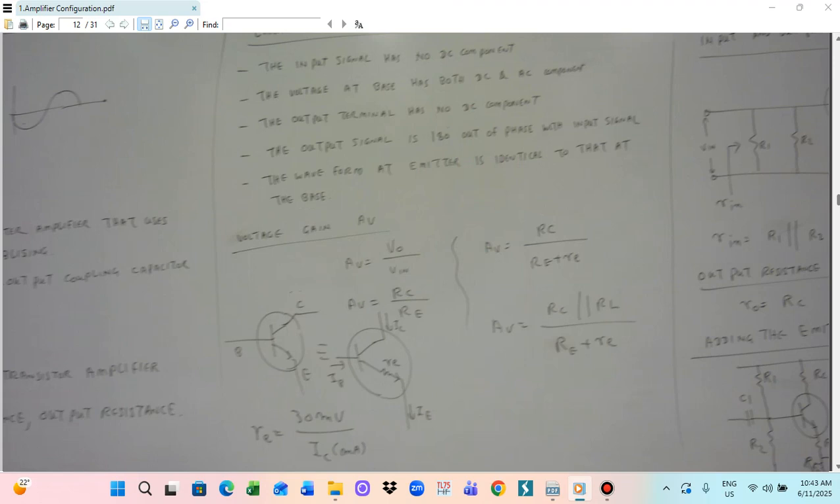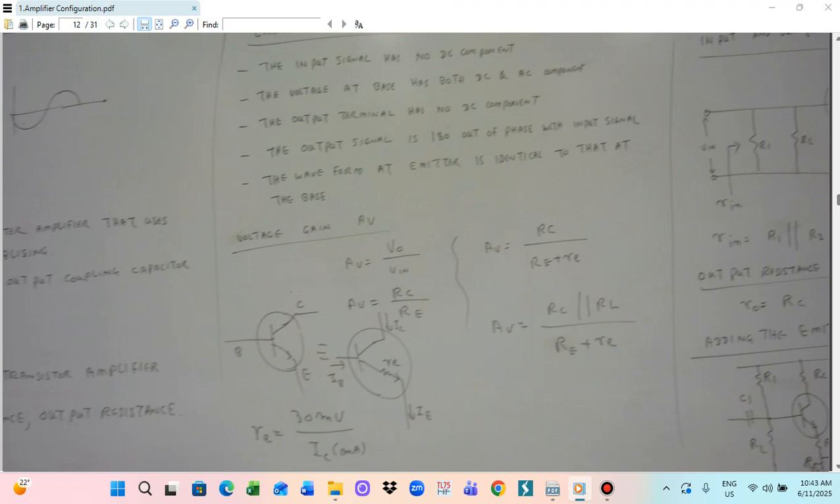180 degrees out of phase. So input and output are 180 degrees out of phase. So this is the characteristic of the common emitter amplifier. In this characteristic of the CE amplifier, the input signal has no DC component. Only at the base there is both DC and AC. The output terminal has no DC component.